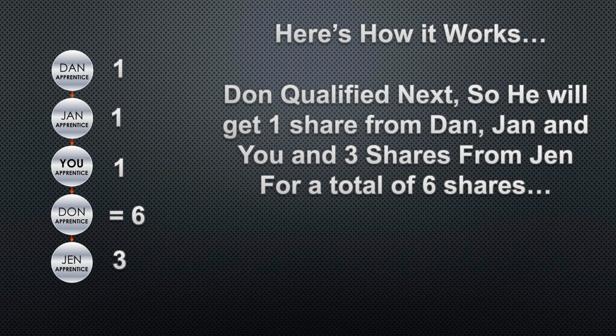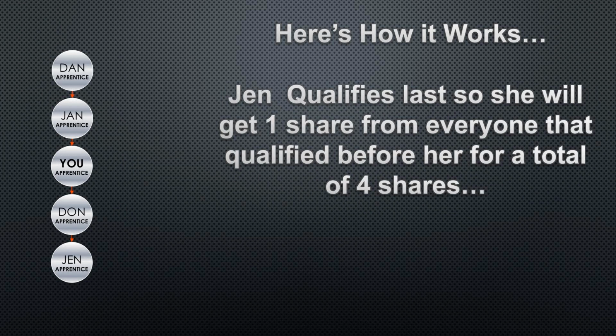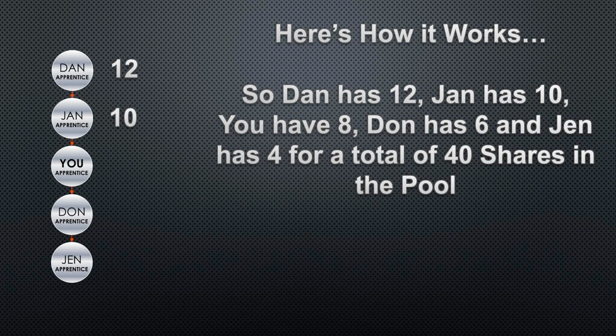Okay. Then Don comes in, gets 1 share from everybody above and 3 shares for the one below. So he's got 6. And then Jen, being the last person to join right before we shut down the founding memberships, the last person to come in is still going to get paid every single month, even if they never refer a single person into the 5-minute mogul system. They will still have 1 share in the bonus pool from every single person in the company who has come in and qualified before them. So she still gets 4 shares.